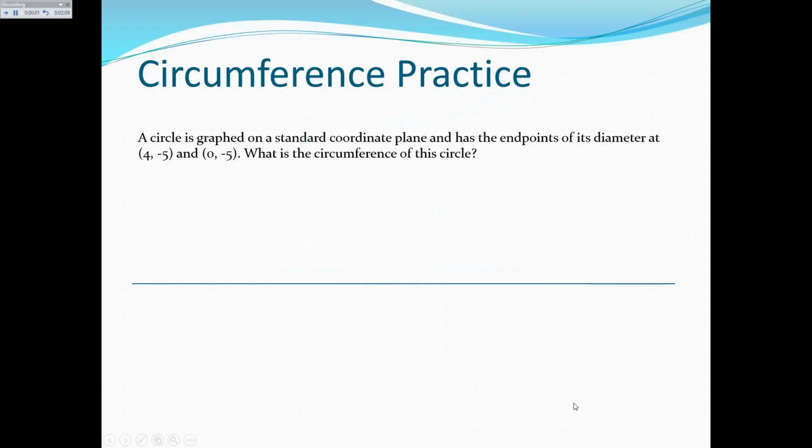Here's another problem. A circle is graphed on a standard coordinate plane and has the endpoints of its diameter at (4, -5) and (0, -5). What is the circumference of the circle? Anytime they ask you about an XY coordinate plane, you have to graph that. You have to look at it. And every time you put down a point, you have to go ahead and write down the coordinates, because those coordinates are the things that we're going to be using. So the question here is, what is the circumference of the circle?